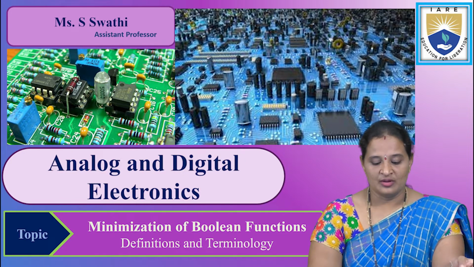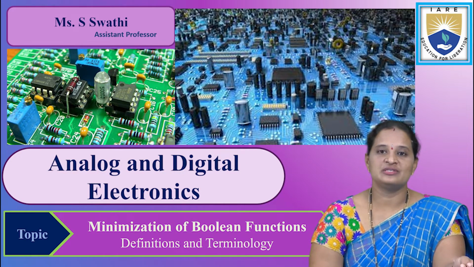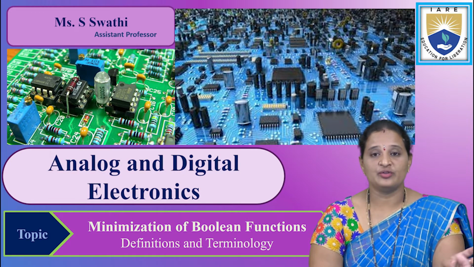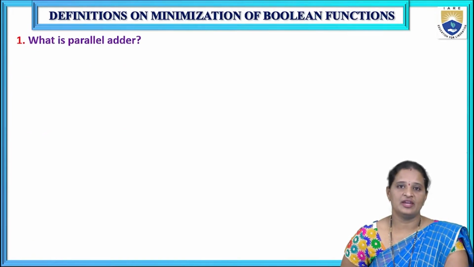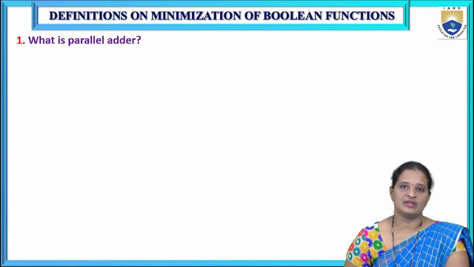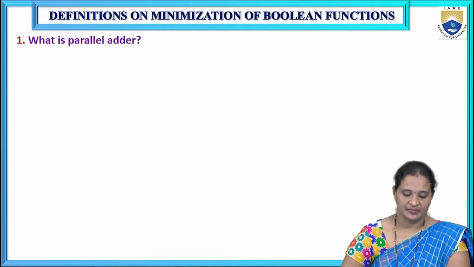In this lecture, we will be discussing some definitions and terminology related to Module 4, which is Minimization of Boolean function. Minimization of Boolean function includes various K-map and tabular methods, and also we'll be discussing some of the definitions related to the combinational logic circuit.